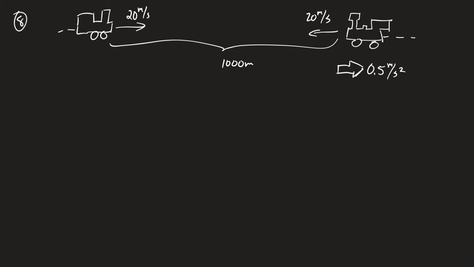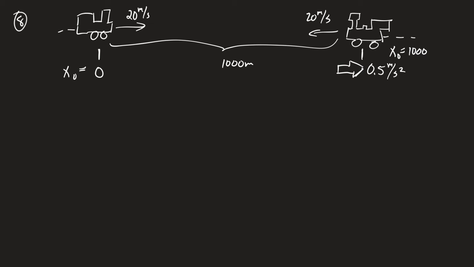This is a number line. Which train is at the origin at time 0? You pick, left or right. It makes no difference. Left is at the origin. So we're saying this is 0. So at time 0, this train's initial position is 0. And at time 0, this train's initial position is 1,000. Right, we're on a number line.